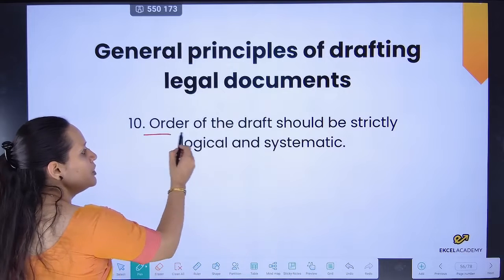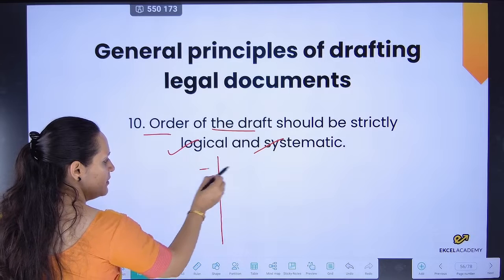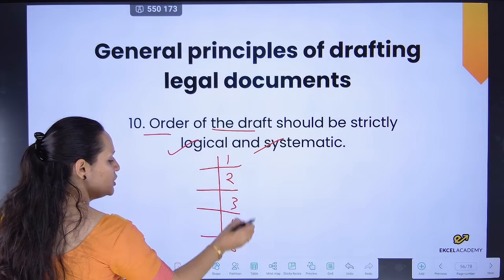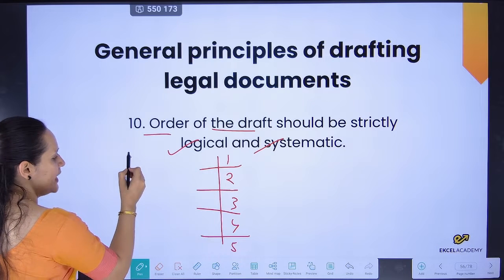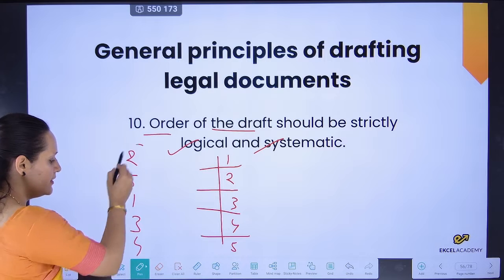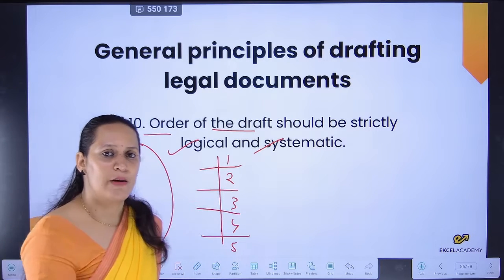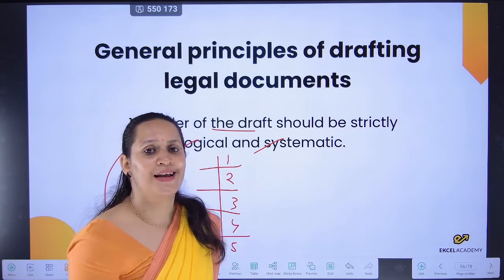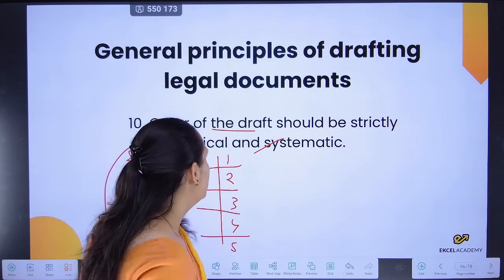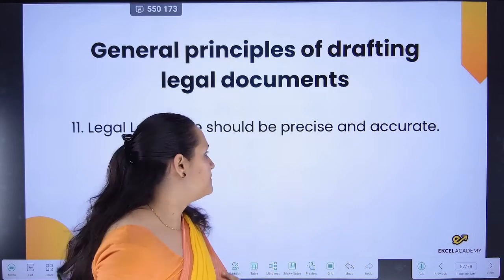Next, the order of the draft should be logical and systematic. One after one. If you are going to do point 1, point 2, point 3, point 4, there is a logic to this numbering. You cannot write, say, 2, 5, 1, 3, 4 like this. There is no logical sequence to these numbers. Similarly, whenever any points are coming into your mind, they should be systematically arranged and systematically drafted, right? That is what they are trying to tell here. There should be a connection between one point and the other point.